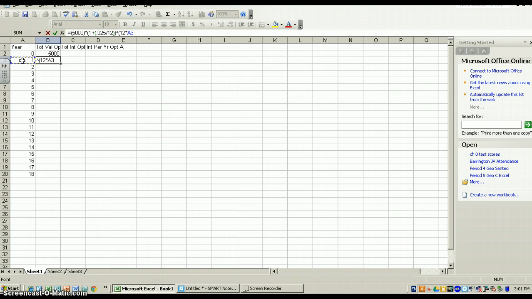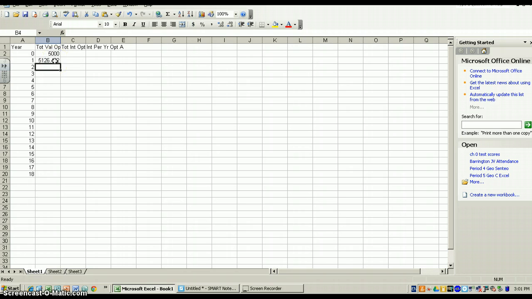That means I need to take the information from row 8, column A. That's year 6, and that's what it's going to do. It's going to take information from the column to the left of it. And now I close my parentheses and hit enter, and there it is. After the first year, I have $5,126.